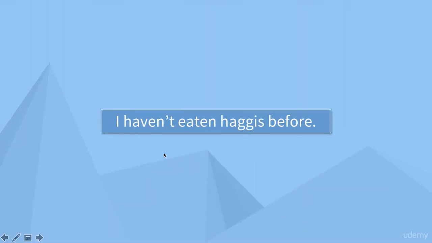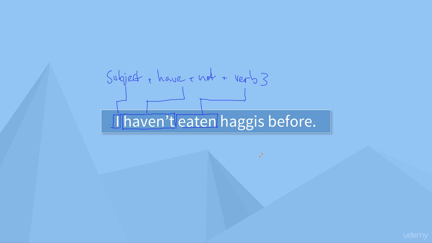Next sentence, I haven't eaten haggis before. Exactly the same. Here the subject is I. So we use have not, contracted to haven't. I haven't eaten. What is eaten? It's the verb 3 form. I haven't eaten haggis before.